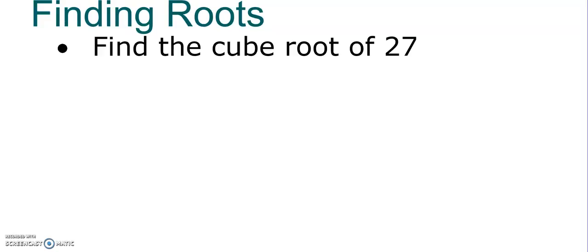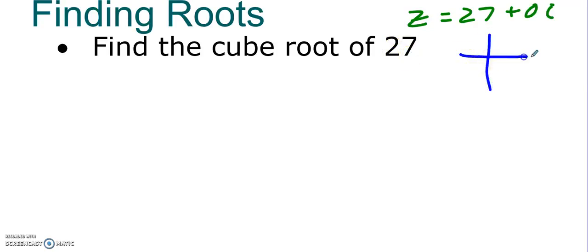So first, I need to understand, okay, this is the number z equals 27 plus 0i. So I'm going to write that in trig form. If I was to graph this, since it's only a real part, I know that this would be the point here, 27 comma 0 on my complex plane. So I know the angle is 0.